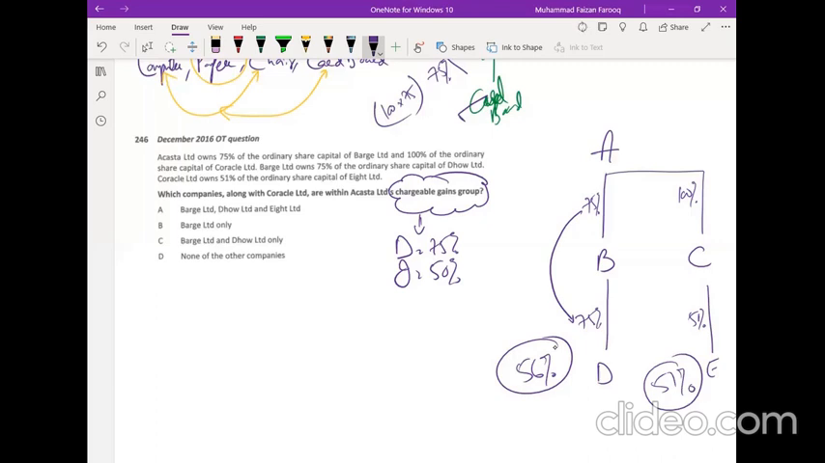Is it A? Why? A has a direct 75% in B, so B is okay, right? And for D, 56% is greater than the 50% holding in D. Okay, fine.